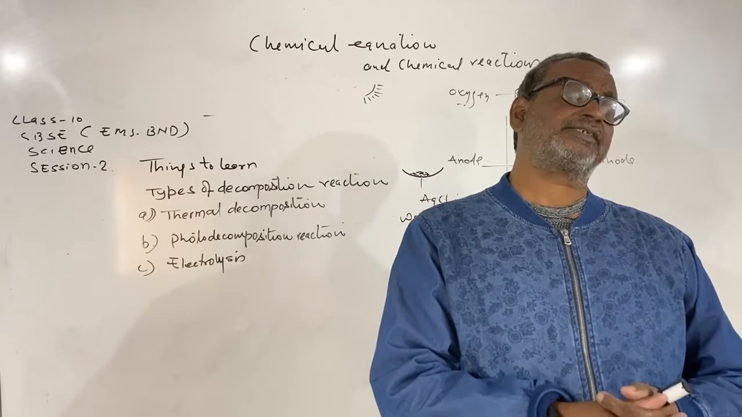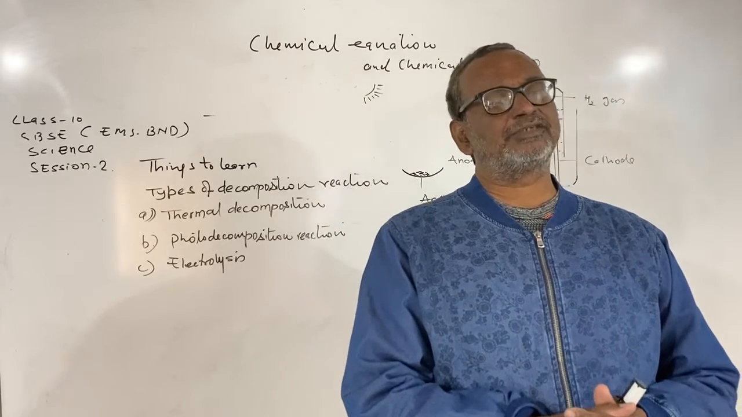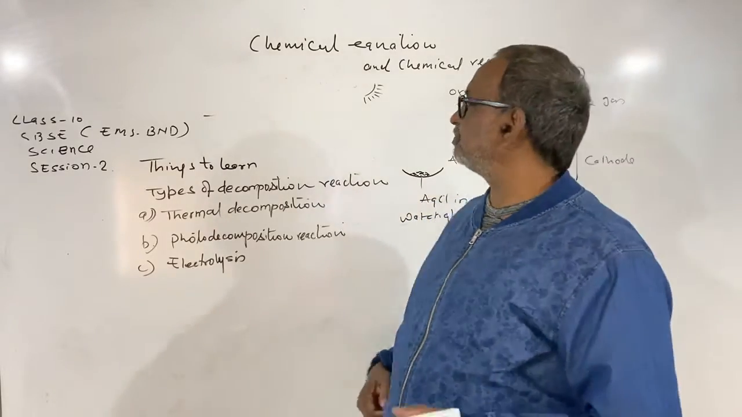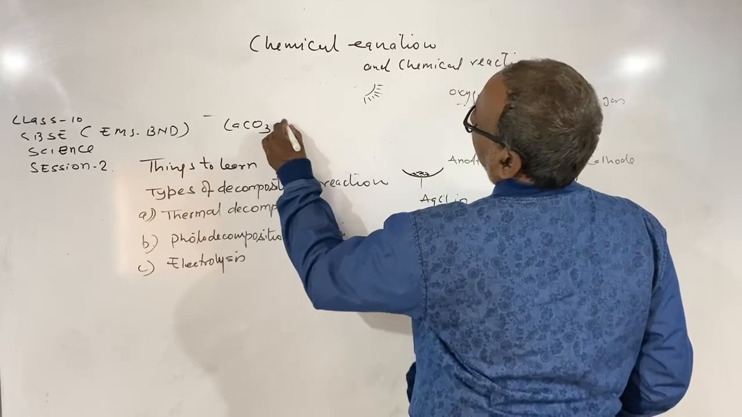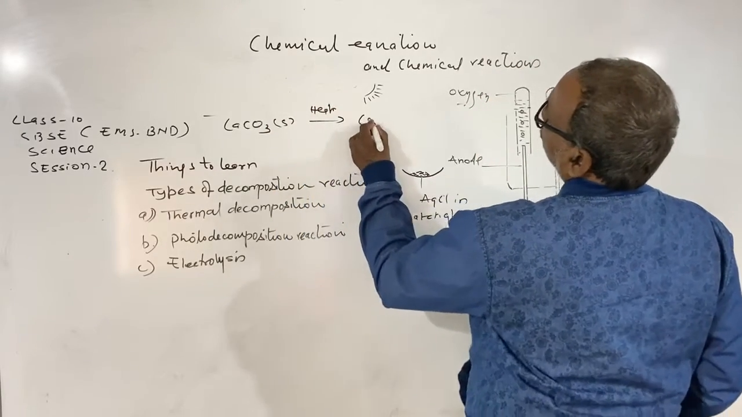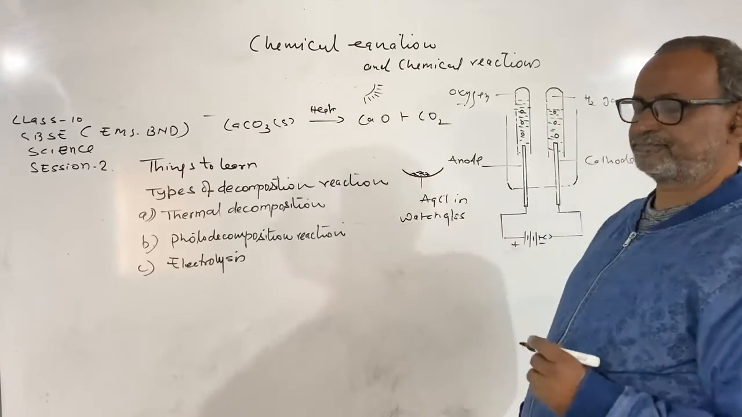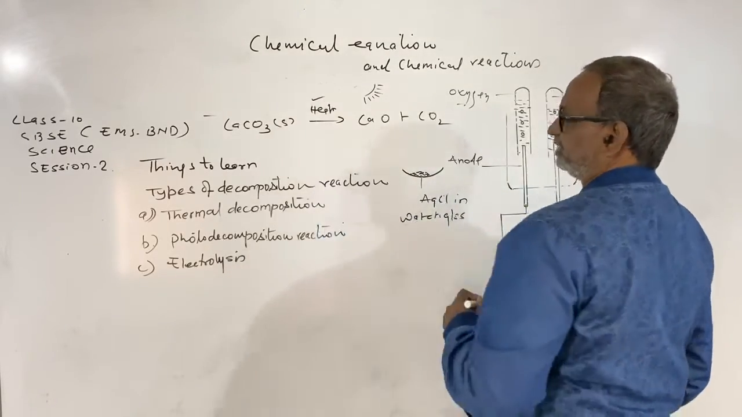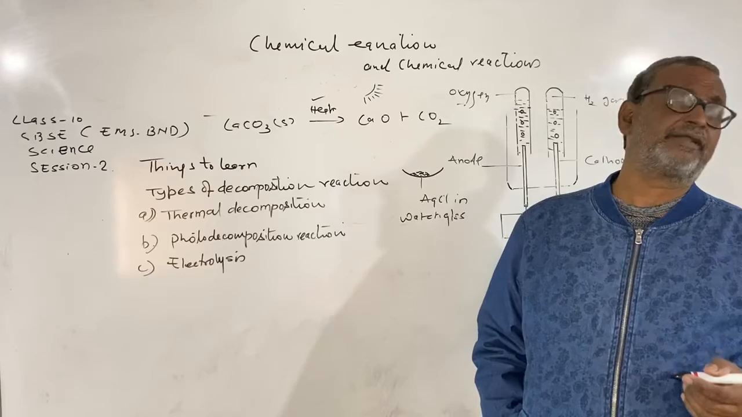Thermal decomposition reaction, in which a compound is broken down into two or more simple substances on heating. For example, limestone or calcium carbonate on strong heating decomposes into quicklime, calcium oxide and carbon dioxide. Since decomposition is taking place due to heat, this is an example of thermal decomposition reaction.